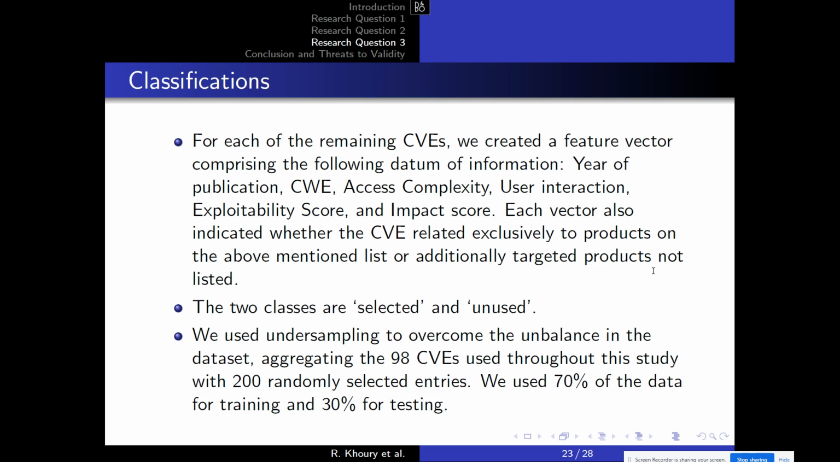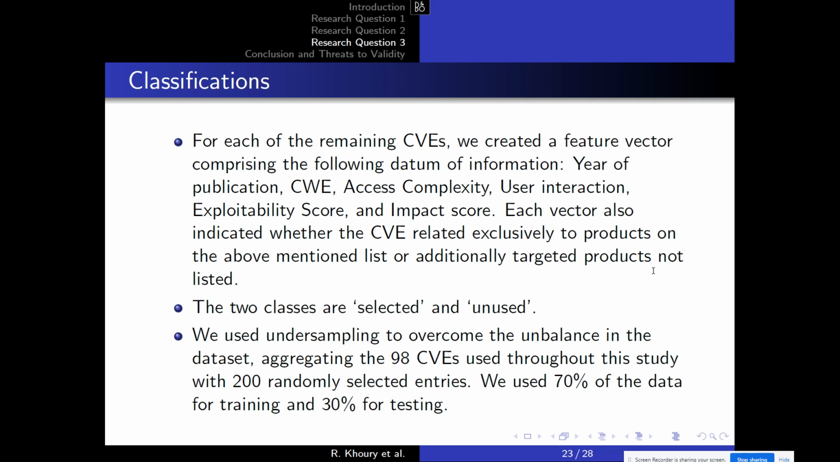So for each of these 6,300, we created a feature vector that had the following information. The year of publication, the CWE, so the type of vulnerability, and a lot of different information that are present in the V2 and V3 rating. So access complexity, user interaction that I mentioned already. There's an exploitability score, impact score. And when we had both the V2 and the V3 rating, we included both. The vector, we had only V3, only V2. We included only the ones that we had. We had V2 for every vulnerability.